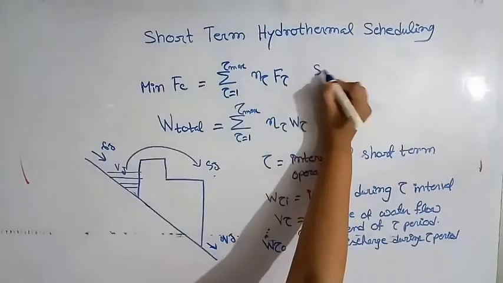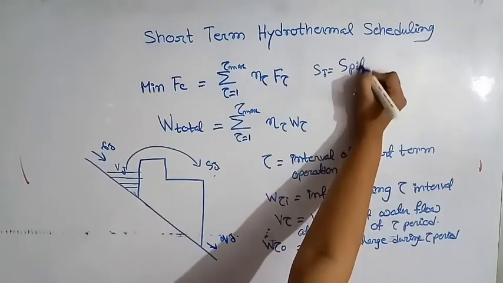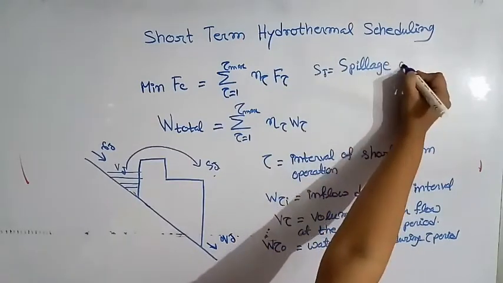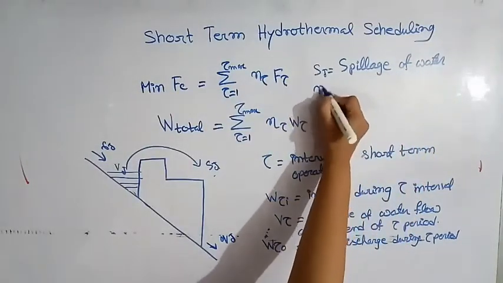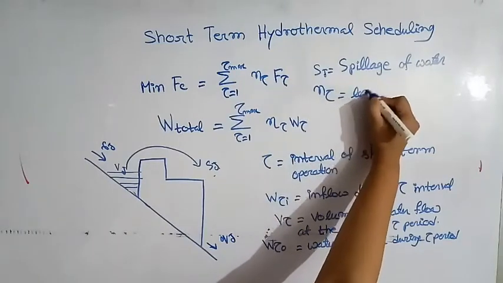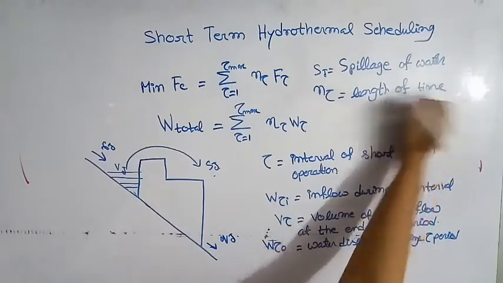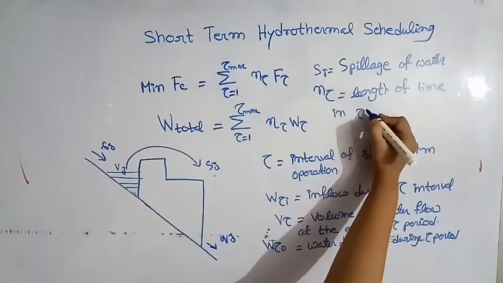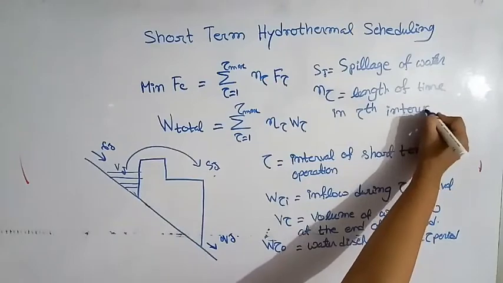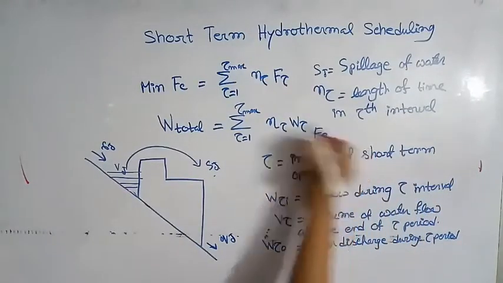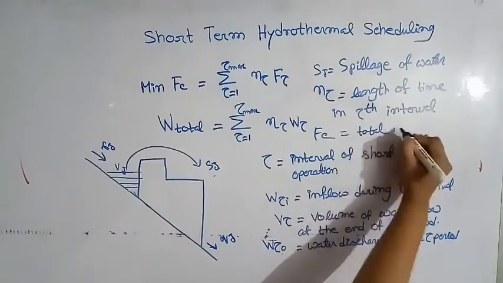Sj is the spillage of water. N tau is the length of time in the tauth interval, and Fc is the total cost function.